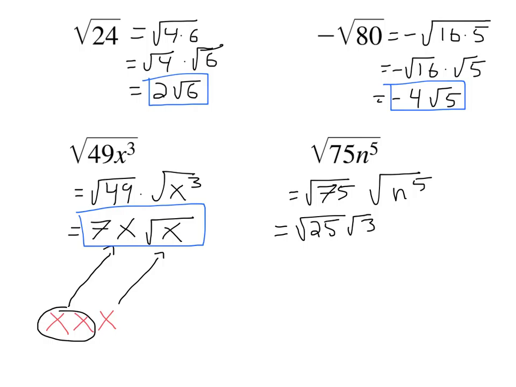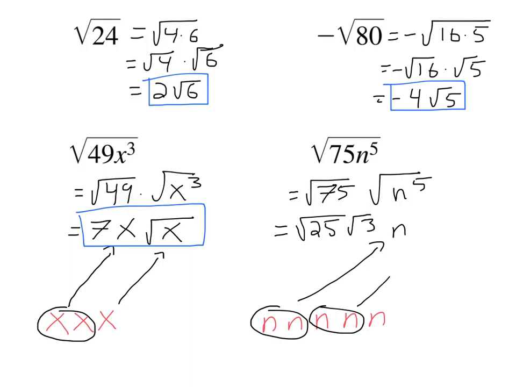And then for the n's, I want to think about n. I get 5 of them. Now I'm looking, again, the index is 2, so I'm looking for pairs, groups of 2. That's one group of 2, that's another group of 2. And so what I'm really looking at here is this is going to give me an n, this is going to give me an n, and because this one is not paired up, this gives me a square root of n.